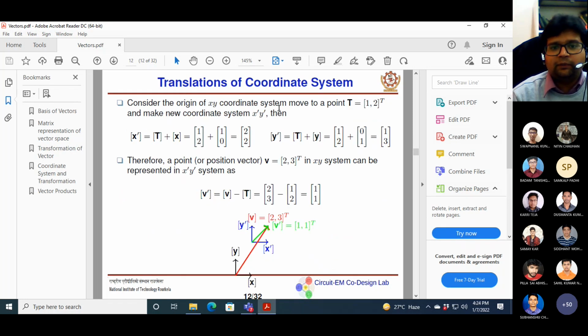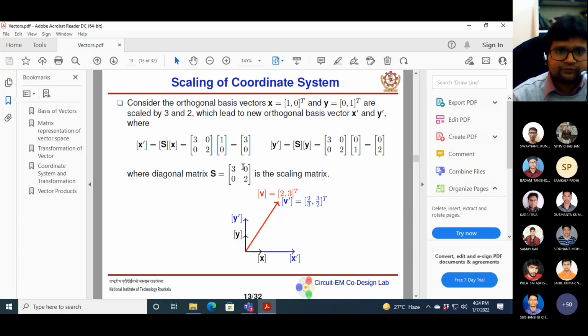Then we studied the translation of the coordinate system, where you can translate the origin of a coordinate system and make a new coordinate system. The origin has been shifted, and based on the new origin you can redefine a particular vector. In that case it is the original vector minus the shift in origin. Previously your original origin was at 0 0, now it has been shifted to 1 and 2, and now we can see that it is a 1 1 vector.